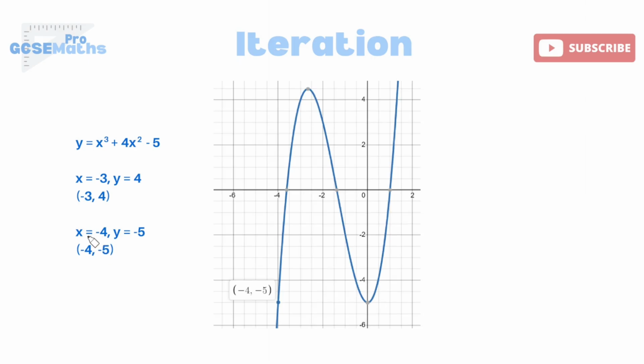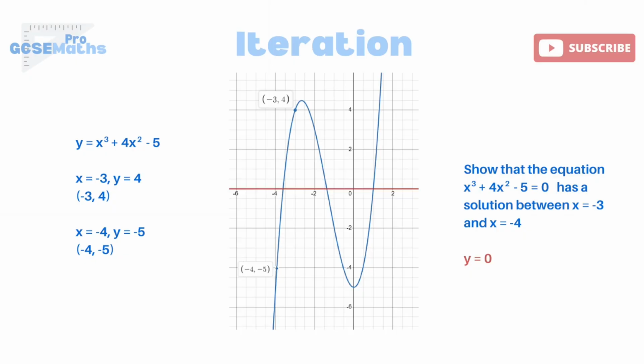If we then substitute in x is minus 4, which is what we also had to do, we got y is equal to minus 5, which is then down here, isn't it? Originally, we were up here. This was the minus 3, 4, wasn't it? And now we're down here. So have a look at that on the graph.